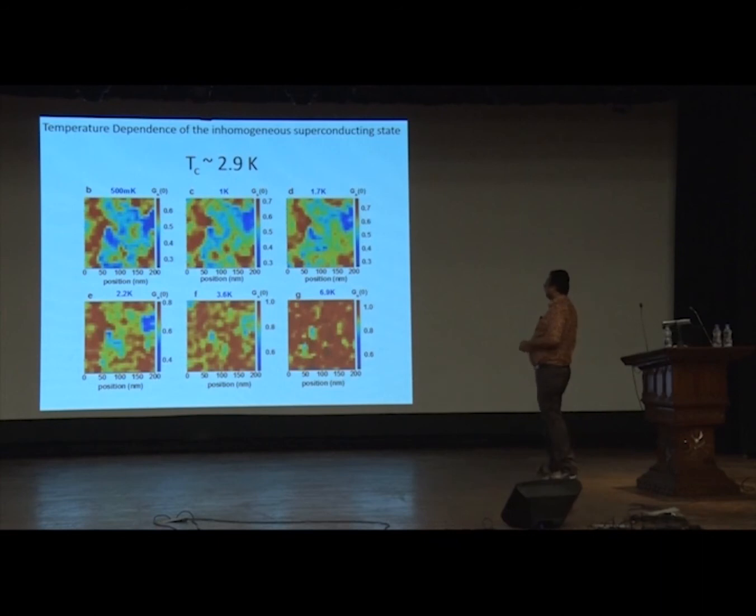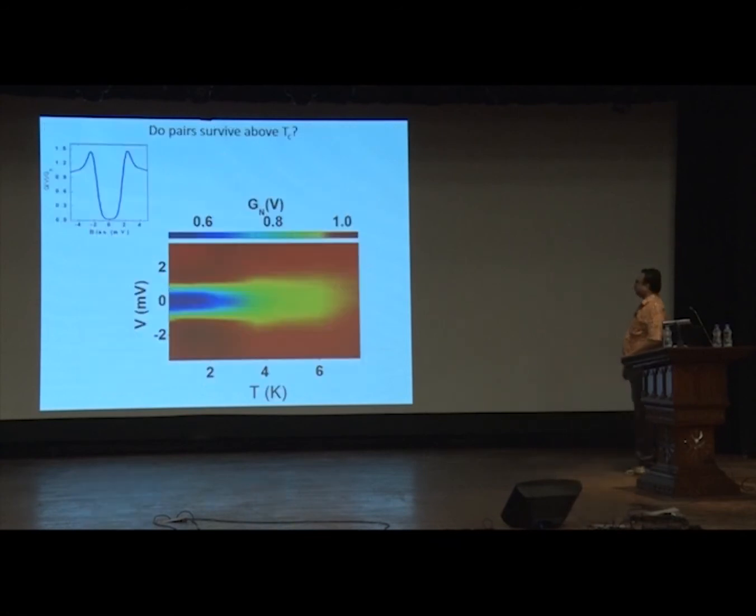3.6 is above TC, and yet the blue regions, where I have superconducting correlations, have not disappeared completely, and they keep on persisting up to about 6.9 Kelvin, which is more than double TC. So what I can do is, instead of looking at these maps, I average over all the spectra, and what I am plotting here is this color coding is the conductance, this is the voltage bias axis, and this is the temperature.